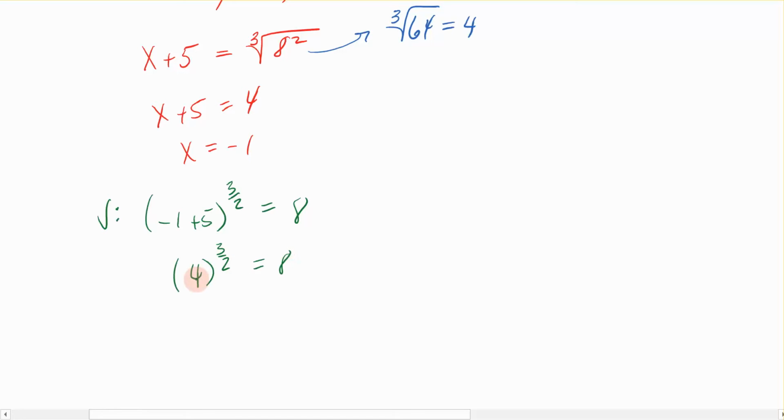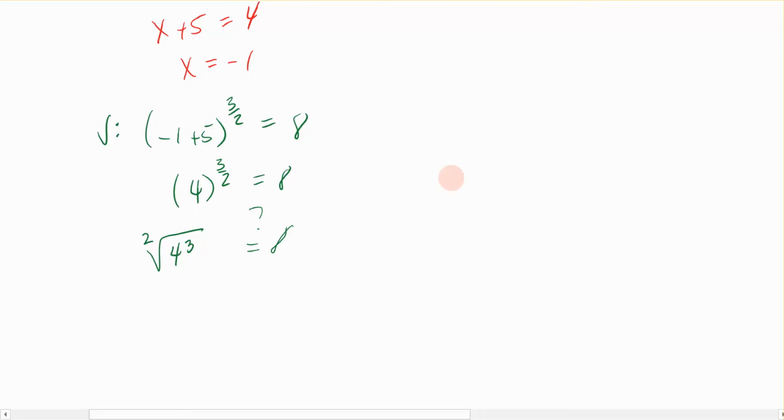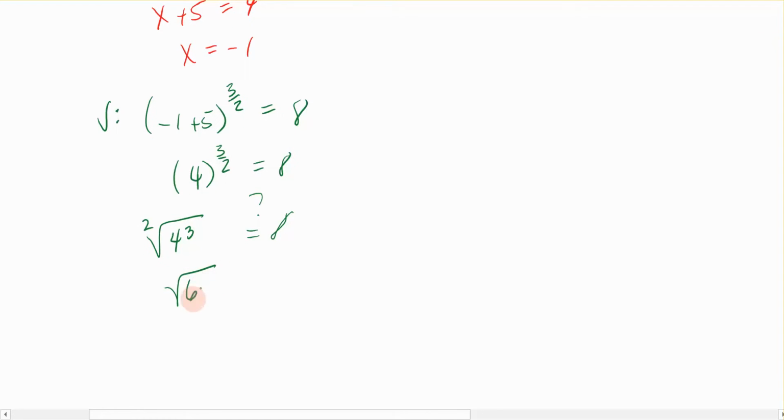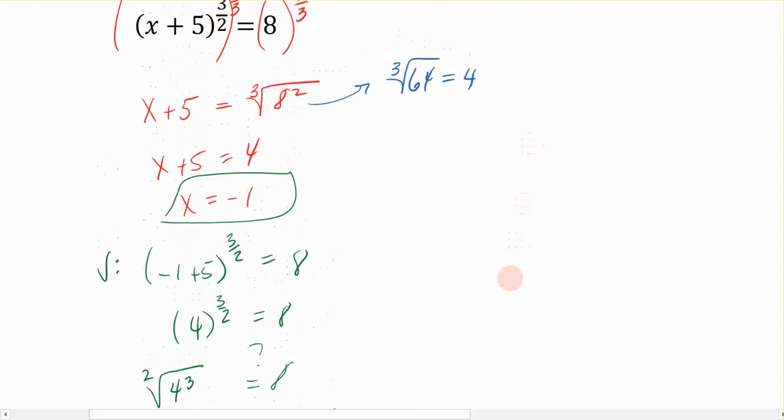Remember, we can write this with 2 as the index. So it's the square root of 4 cubed. And 4 cubed, that's 4 times 4 is 16, times another 4 is 64. So we're looking at the square root of 64. Is that equal to 8? Well, yes it is. I know that it is. So it's not an extraneous solution. -1 is in fact the answer we wanted.